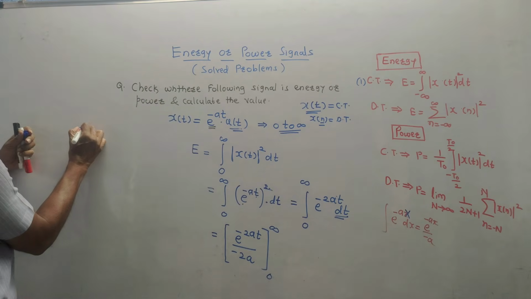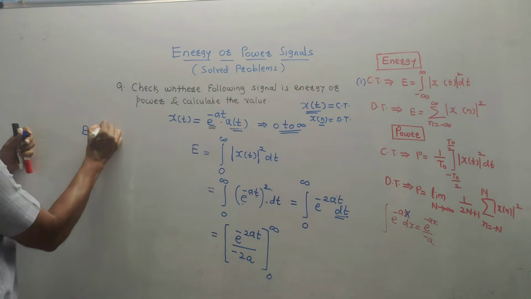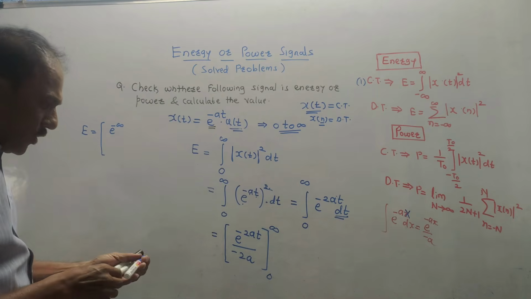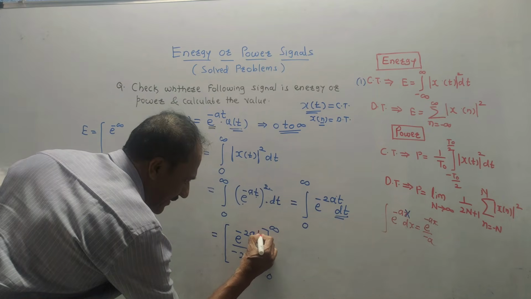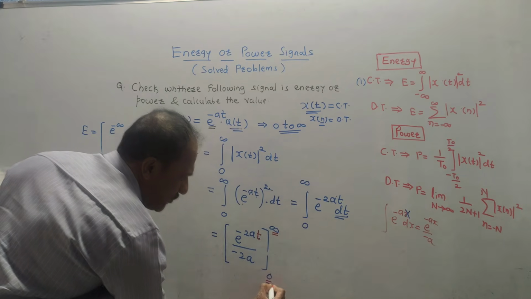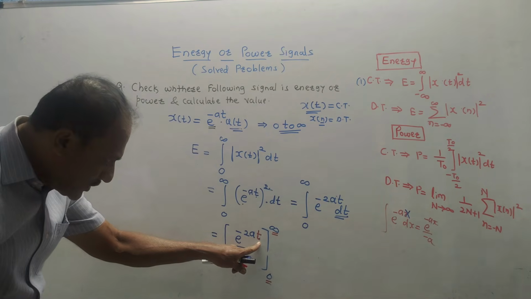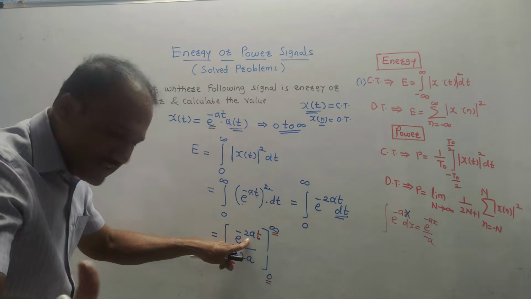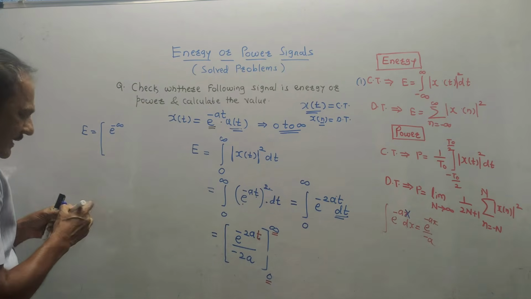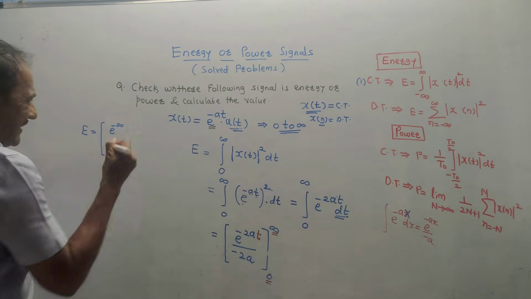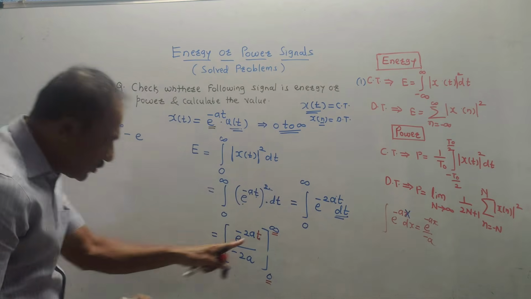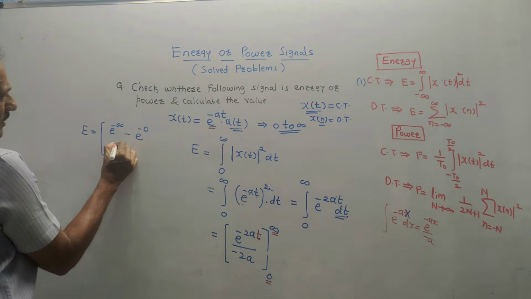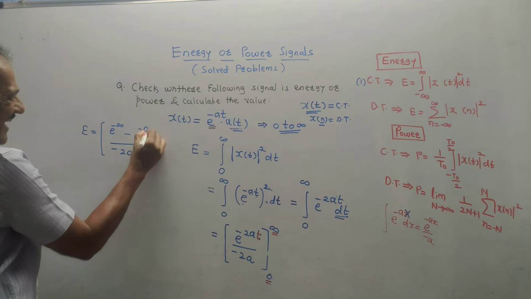Now let us further simplify it. So it becomes e raised to minus infinity. What am I doing? I am putting the upper and lower limit in place of t. First I will put the upper limit, that is infinity, then I have to put the lower limit. If I put t equal to infinity, you will get infinity into minus 2a. Infinity into anything is infinity and the minus sign is already there. So I have written e raised to minus infinity minus the lower limit. So e raised to lower limit is 0, 0 into minus 2a is 0. So you will get e raised to minus 0 divided by minus 2a as it is.